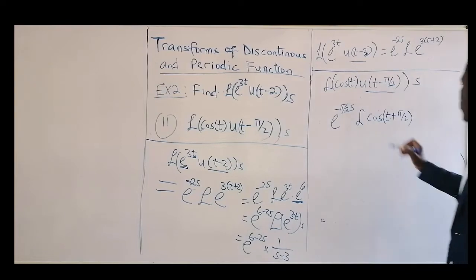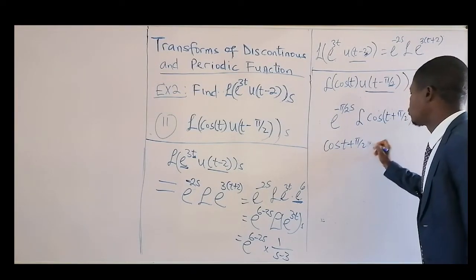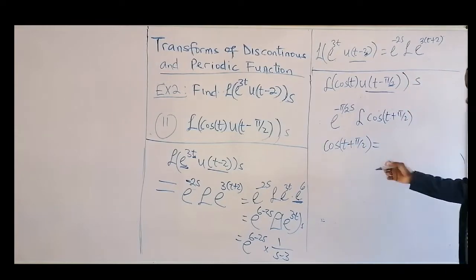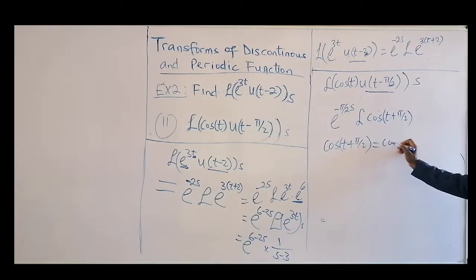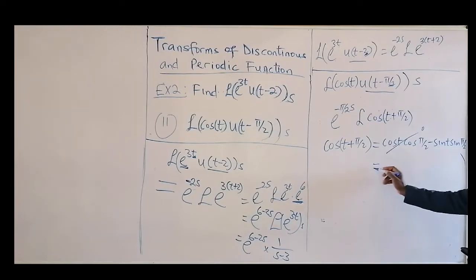Before you can do the Laplace of that, we need to find the value of cos of t plus pi over 2, which is normal trigonometry. That will be cos t cos pi over 2, minus sine t sine pi over 2. So this is cancelled out. Cos 90 is 0, and sine 90 is 1. So you just have minus sine t.